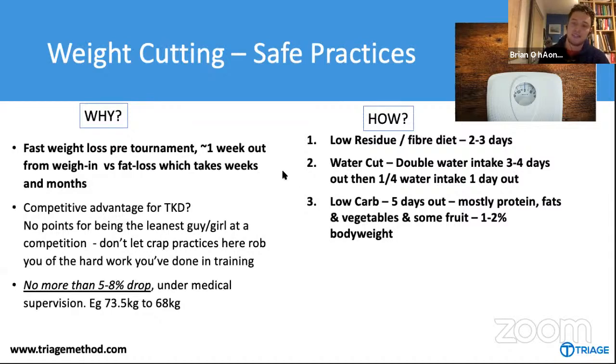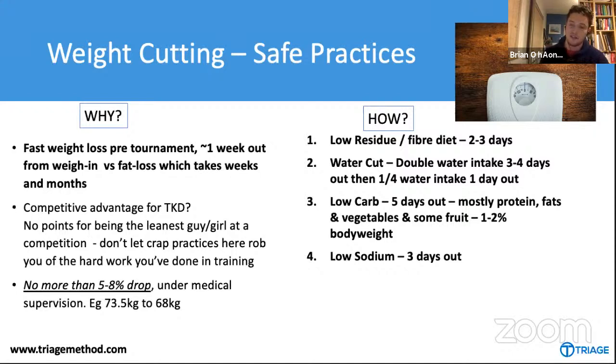And what this will do is drop all the weight that's stored in your glycogen tank. With every gram of glycogen that's stored, there's also 3 or 4 grams of water. So you lose a lot of water weight here as well, in addition to, say, doing the water cut.